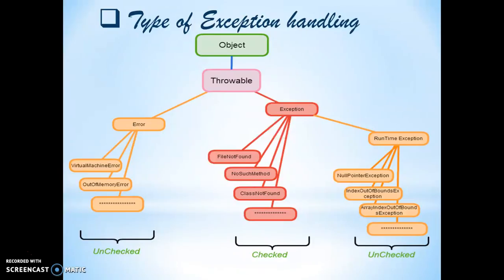Types of exception handling. The Object class generates the Throwable class, which is extended by Error, Exception, and RuntimeException. Exception types include FileNotFoundException, NoSuchMethodException, ClassNotFoundException, and RuntimeException types such as NullPointerException, IndexOutOfBoundsException, and ArrayIndexOutOfBoundsException. And Error is a virtual machine error, such as OutOfMemoryError.